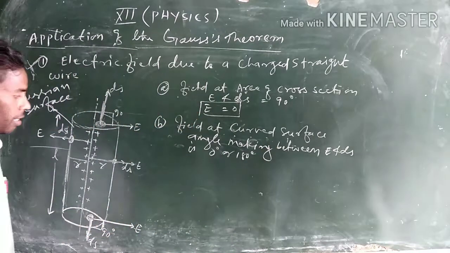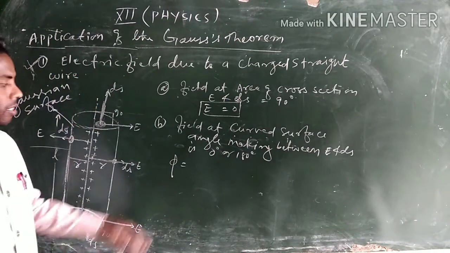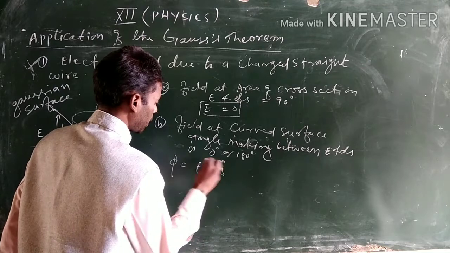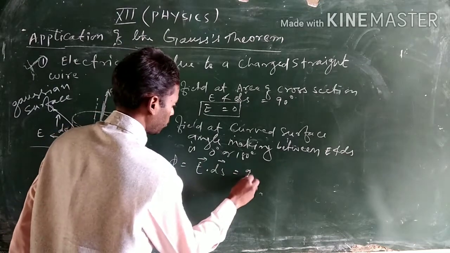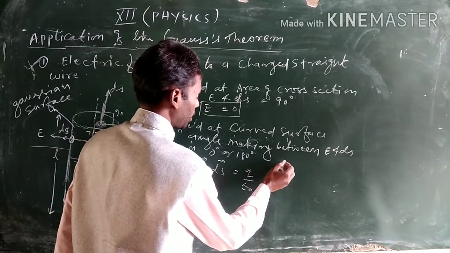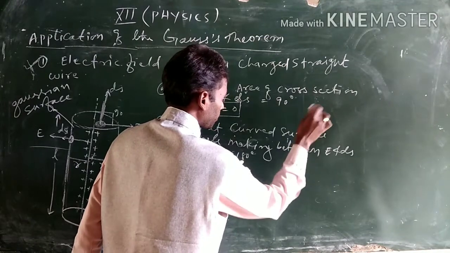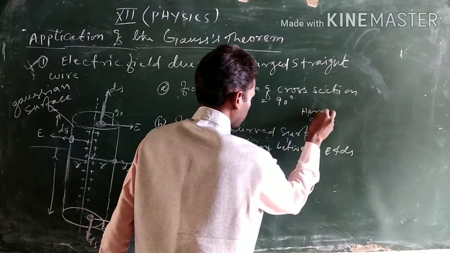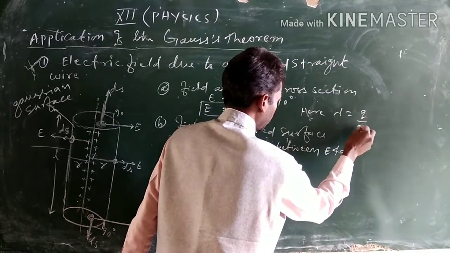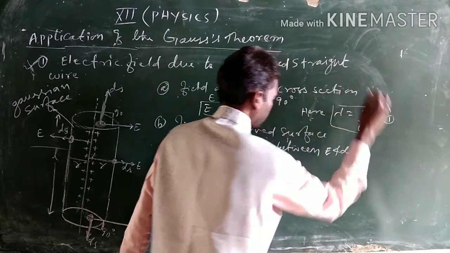For these cases, by using Gauss's theorem, flux is equal to E dot ds, right? This one is equal to Q divided by epsilon naught. We have to use over here our linear charge density. Here I am writing, here linear charge density will be Q by L. Okay, this is suppose equation number 1.